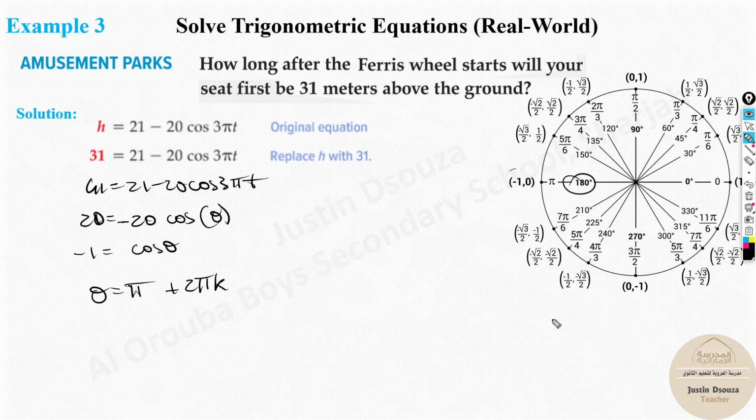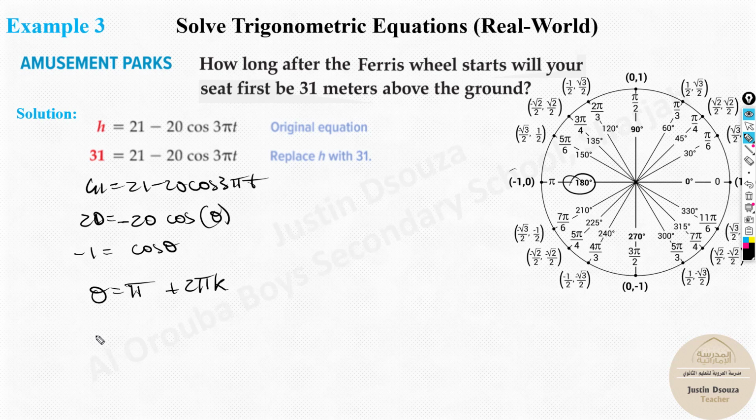Why? Because negative 1 comes only after 2 pi. This is how we write it. This is the period, because it keeps on repeating. But now in this case, since we are doing the first time only, the first time it reaches that height of 41 meters.